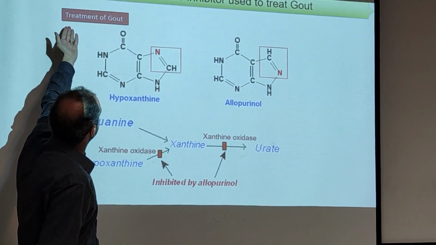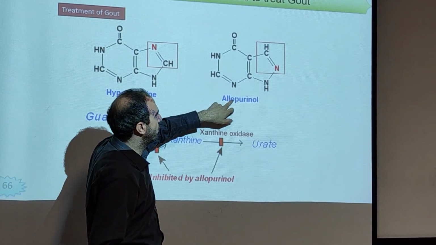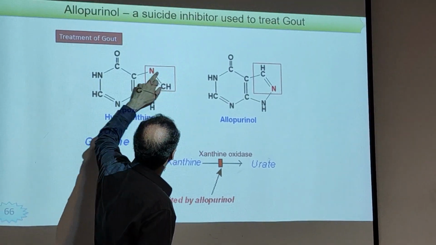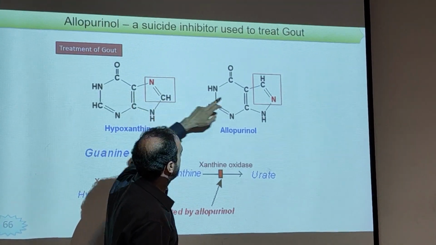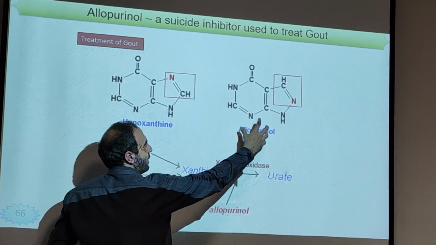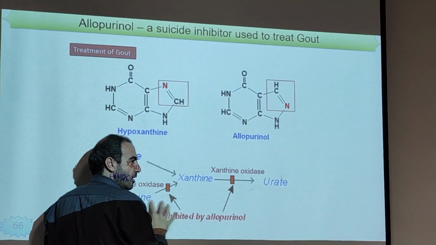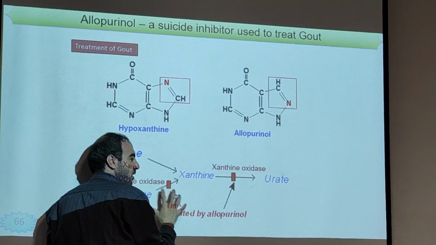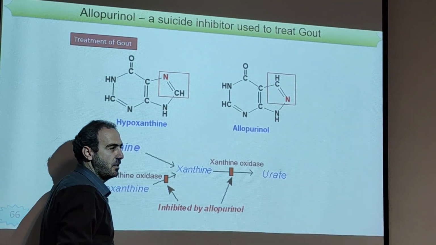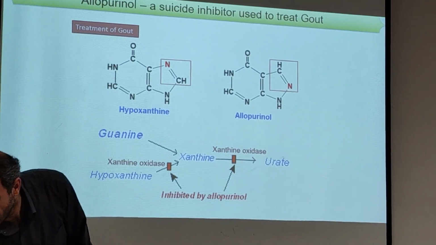Allopurinol actually is used for treatment of gout. This is hypoxanthine. This is allopurinol. If you look at it, just the position of the nitrogen and carbon is changed in allopurinol. And because they both are precursors, substrates of xanthine oxidase, when xanthine binds, the allopurinol is inhibited. So it can't produce uric acid more.